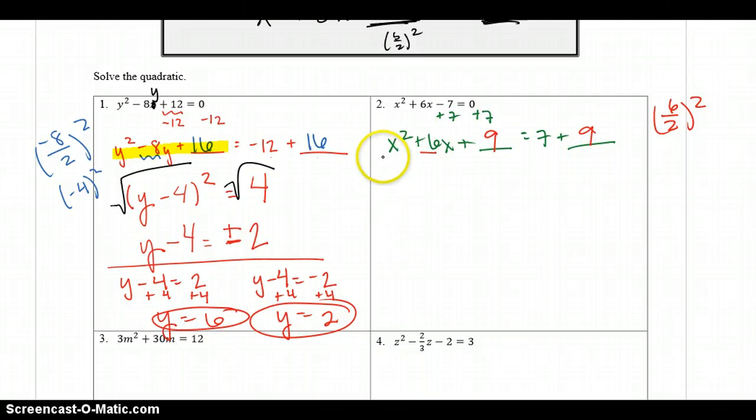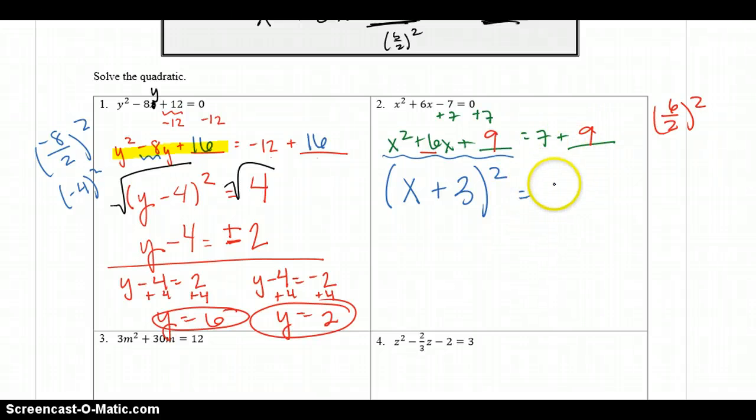Now I need to factor my left side of the equation. This will factor into x plus 3 squared. 3 times 3 gives me 9. 3x plus 3x gives me 6x. And that will be equal to 7 plus 9, which is 16.